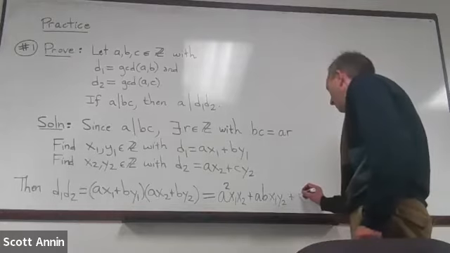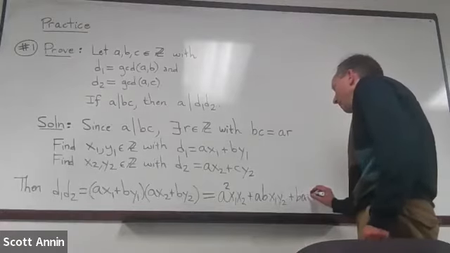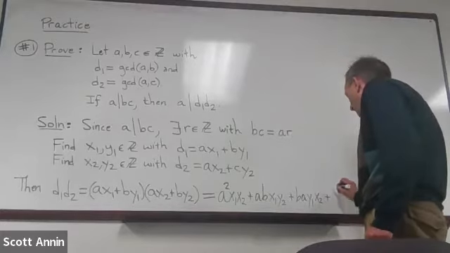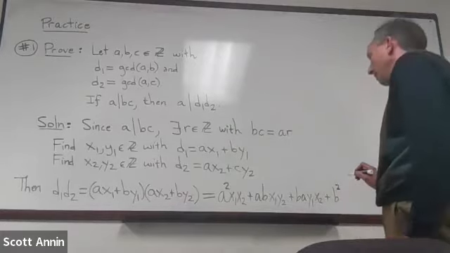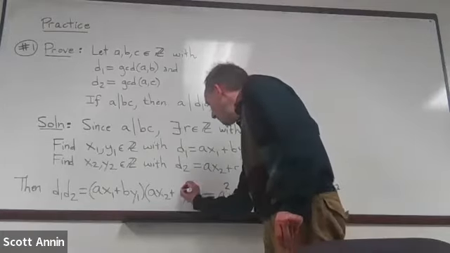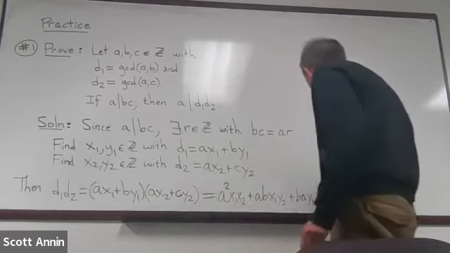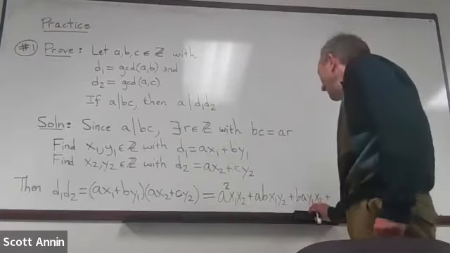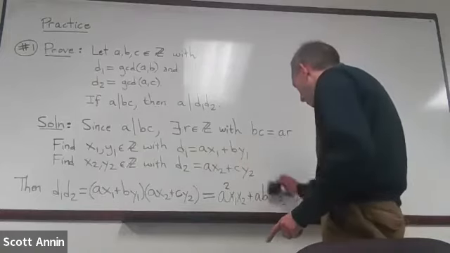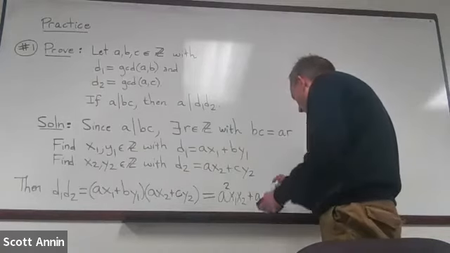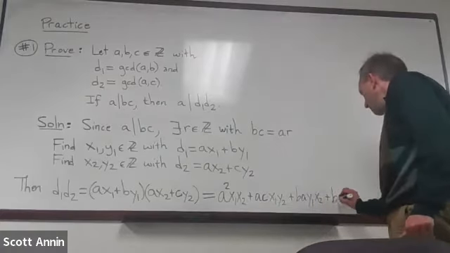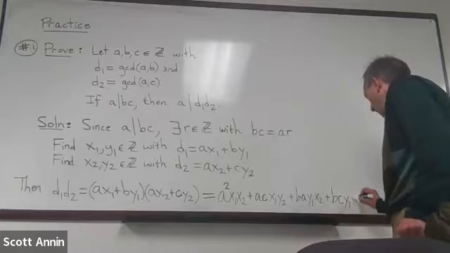And finally, I have B squared. Oh, you know what? I made a mistake here, didn't I? This should be CY2. I'm so sorry. Otherwise, this really isn't going to work. I need to make sure I haven't made a mistake here. This should have actually been AC X1 Y2. I'm so sorry. And the last term is BC Y1 Y2.